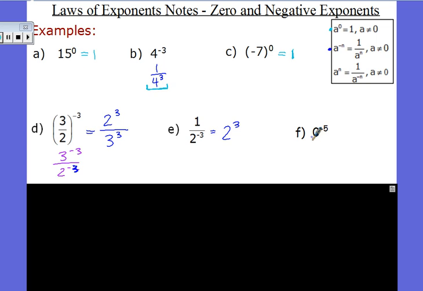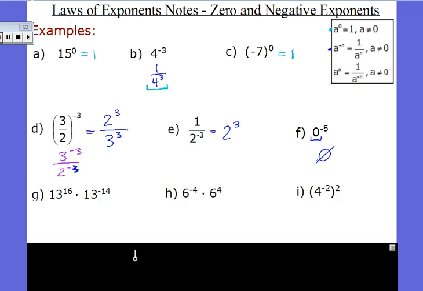Okay, here I have a base of 0. Our law said that we can use these as long as a is not 0, because a is 0 here. That means it is not possible, or it doesn't give you a real number. So we just use an empty set to show that that is not possible. Okay, then we're going to look at the next one.